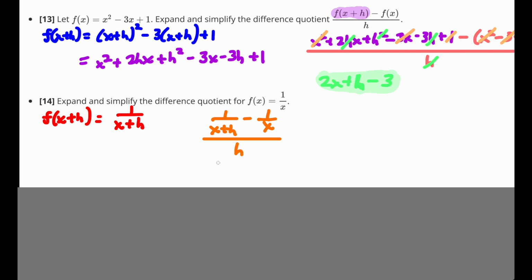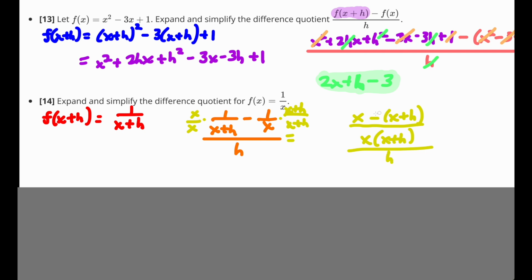Now it does say expand and simplify. We have a fraction on top of a whole fraction here, which is obviously not what you're going to want to do. It's not fully simplified. So we're going to multiply the top and the bottom here by x, and then I'm going to multiply the top and the bottom here by x plus h. So now if you notice they have common denominators, it's going to be x minus x plus h all over x times x plus h, all divided by h.